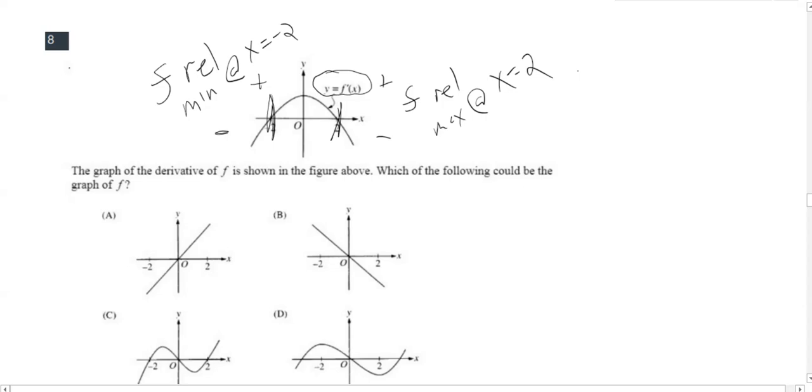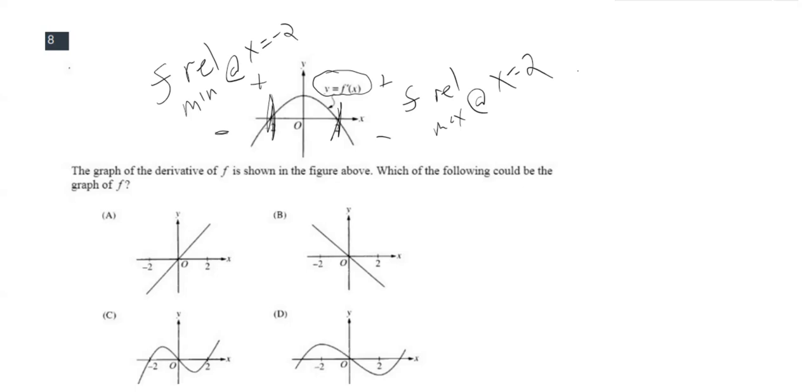All right. Another thing is you can look at increasing and decreasing. So the derivative is increasing before 0. So that tells me that the second derivative is positive, or the graph of f is going to be concave up. Similarly, the derivative is decreasing for x greater than 0. So I know the second derivative is negative for x greater than 0. So the graph of f would be concave down for x greater than 0.